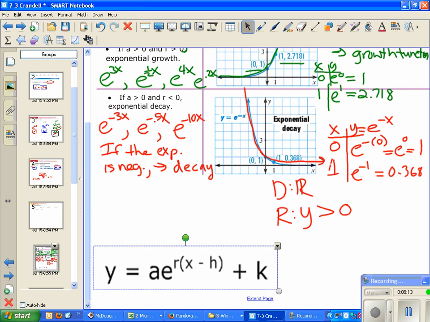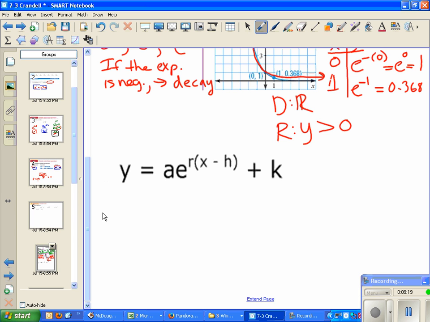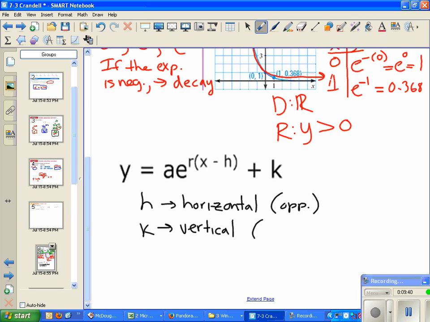Now we have h and k. Again, write this down, please. H is the horizontal shift. Our friends are consistent: h is horizontal, and it is the opposite. K is the vertical shift, and that is the same direction. They haven't changed, and they won't change. So step 1 to graph would be to graph a times e to the rx. We're just graphing this part.